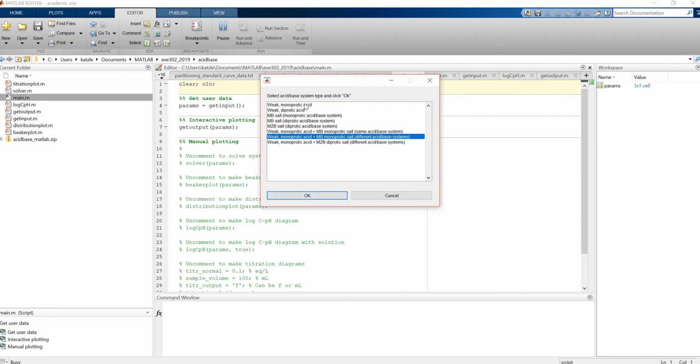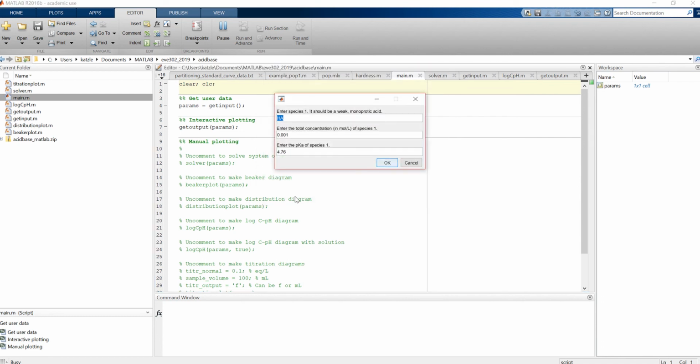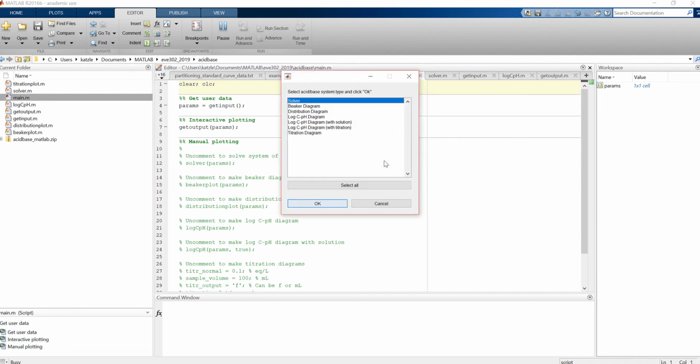So I'm going to start out by choosing a weak monoprotic acid. I select OK. And at this point I'm asked to enter a species. I can leave it generically as HA, or I can put in one of the acids we've worked with, such as HOCl. Most important parts are entering the total concentration. Here I've entered 10 to the minus 4 molar, and the pKa, which is 7.5 for the HOCl system.